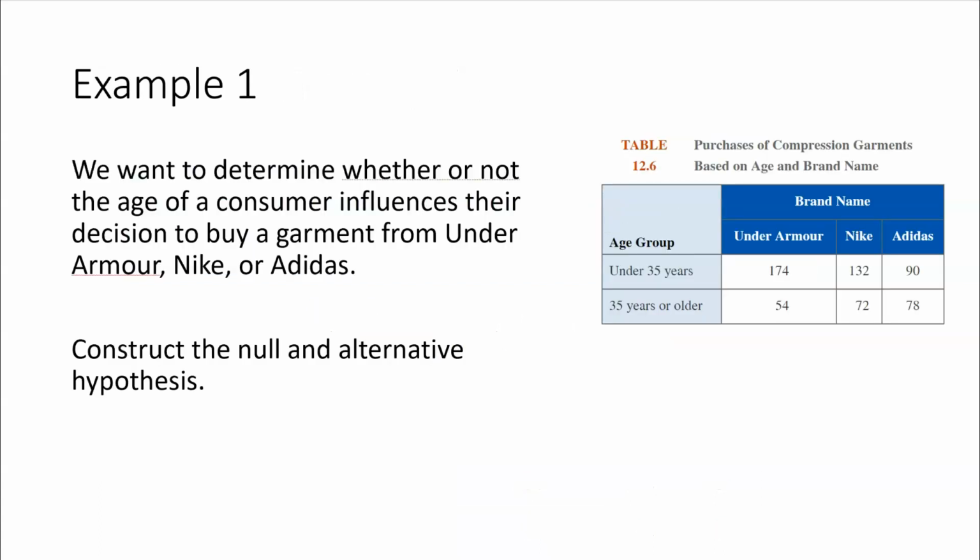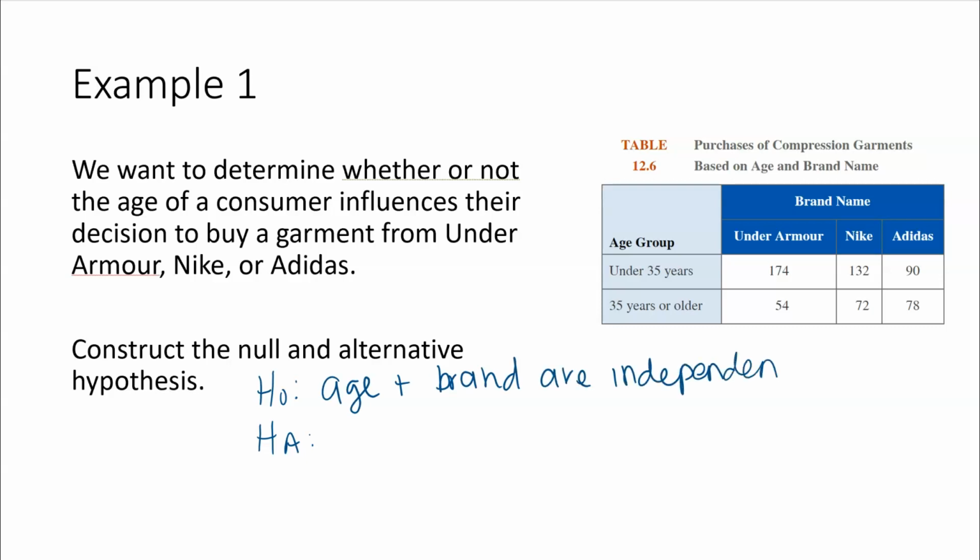So let's construct the null and alternative hypothesis here, where we want to determine whether or not the age of a consumer influences their decision to buy a garment from Under Armour, Nike, or Adidas. So the null, remember the null is always independent. So what are our two variables here? Our two variables are age and brand name. So what we're saying is that age and brand are independent. It doesn't matter how old you are, you're going to buy whatever you want. And the alternative is that age and brand are dependent, meaning certain age groups prefer certain brands. Okay, so that's the null and alternative.